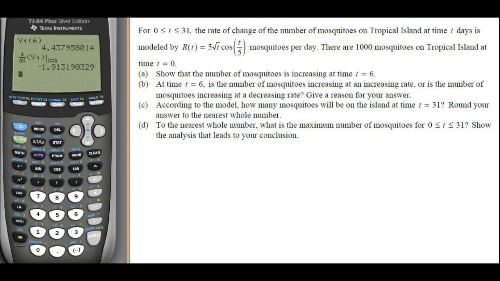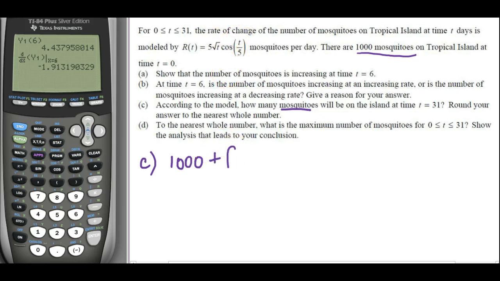Alright, so here on this problem, we are going to need to take into account 1,000 mosquitoes, which is how many were on the island to begin with at time 0. So for part C, how many mosquitoes were on the island after 31 days? So 1,000 is where we were to begin with. And now r of t is the rate of change of the number of mosquitoes at different times t. So I'm going to need to integrate this quantity.